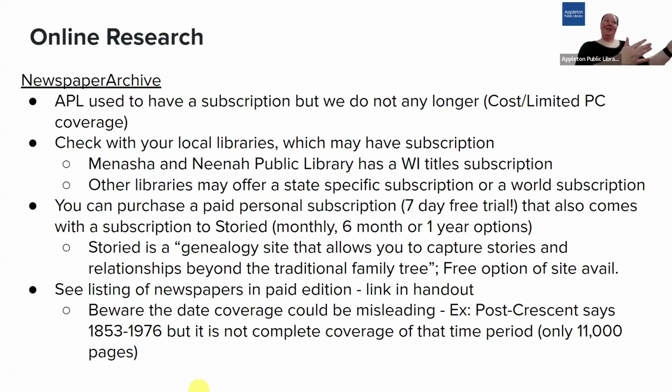It might be missing 10 years within there or 20 years within there, or it might only have like 5 issues in 1 year, and then there's a big gap in coverage for 10 years or 15 years. For example, they only had 11,000 pages for the Post-Crescent from that time period. Well, that's not every single issue from that time period. So just be aware, even if you subscribe to it, it just might not have the exact dates you're looking for, or it might be a little misleading. So investigate a little bit more before you purchase it for sure, or again, utilize those free versions through the libraries.